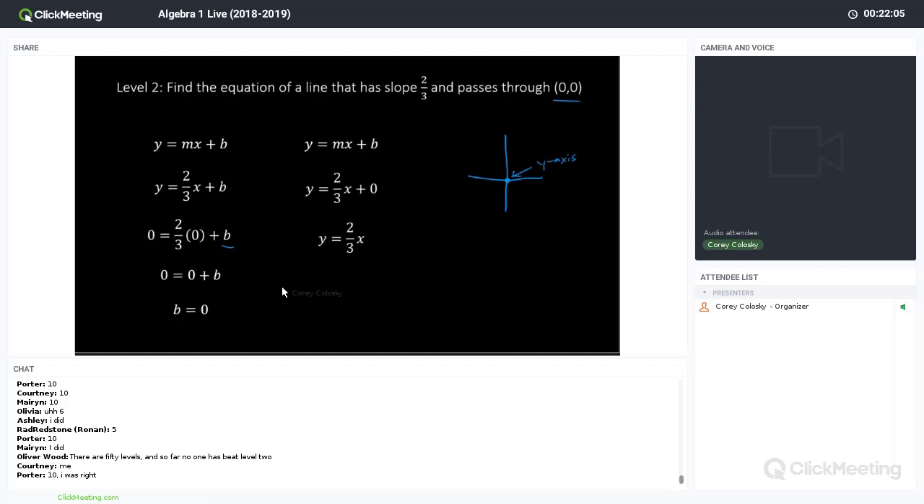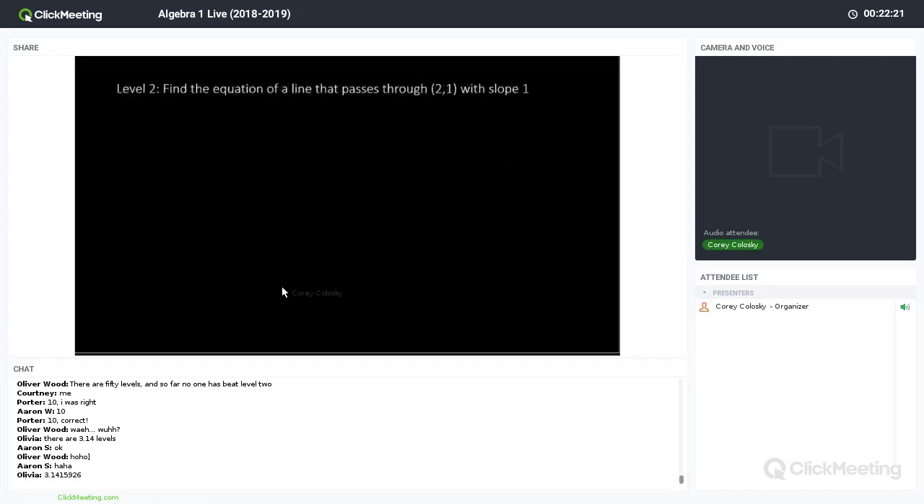How many levels are there, Aaron, in this addicting game? There's 3 levels, so we're at level 2. You know it's addicting, right? Because everyone keeps coming back each time. 3.14. Yeah, you can round to 3. Okay, we'll skip this one.